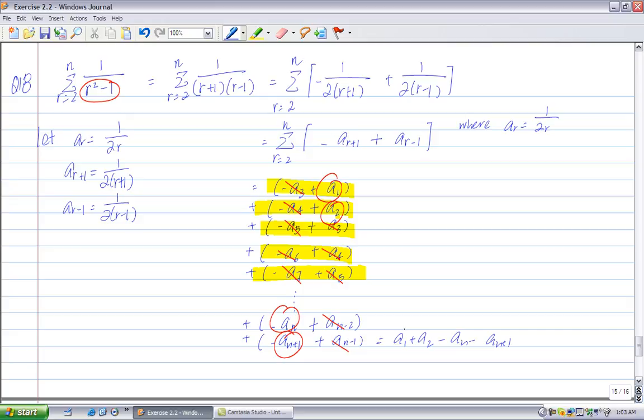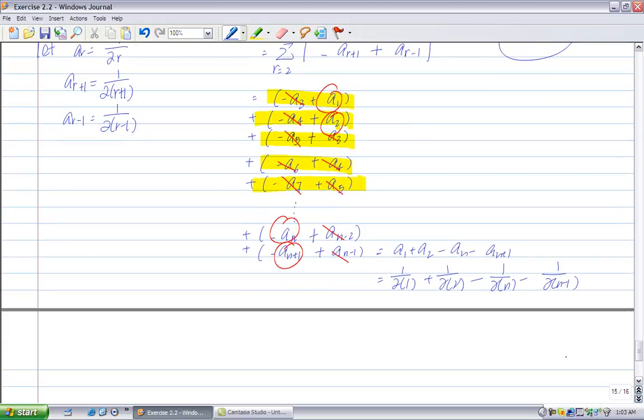Now bear in mind what is your A_r. Your A_r is 1 over 2r. So A1 should be 1 over 2 times 1, plus 1 over 2 times 2, minus 1 over 2 times n, minus 1 over 2 times (n plus 1). Okay, the expression looks a bit complicated, but I think you can simplify it by adding up the constant terms together and you will be able to get 3/4 minus 1 over 2n minus 1 over 2(n plus 1).